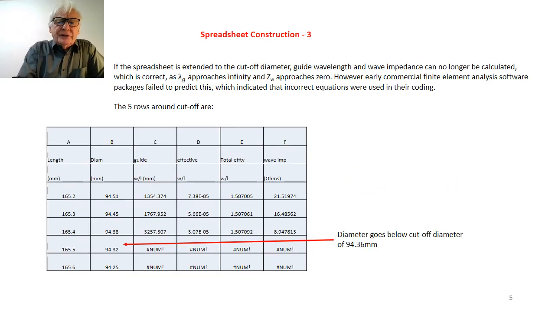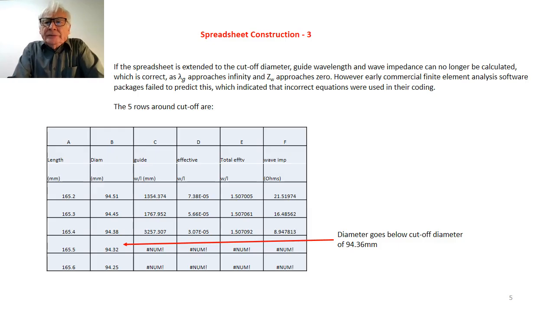Now, what is particularly interesting to do is to now extend the spreadsheet until the diameter in column B actually goes below the cutoff diameter. And what I've shown here is the 5 rows around the cutoff. And what you can see is that columns C through to F, which are the ones which are subject to calculation, are no longer able to give a result.